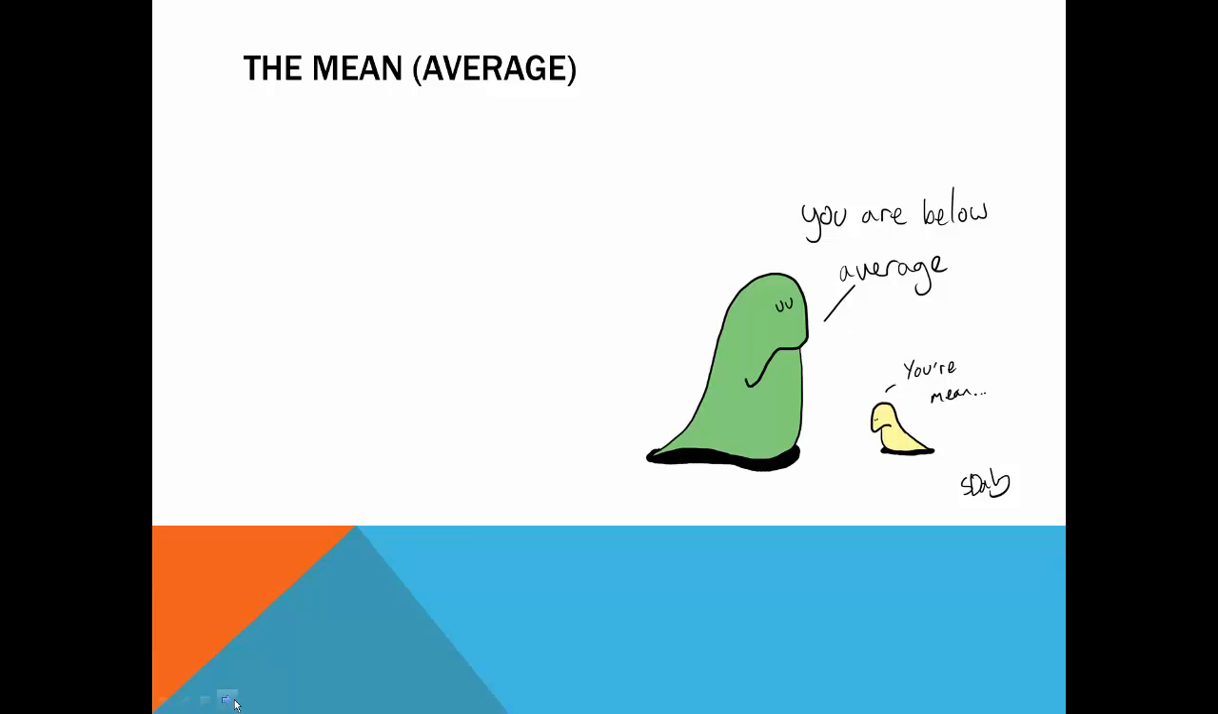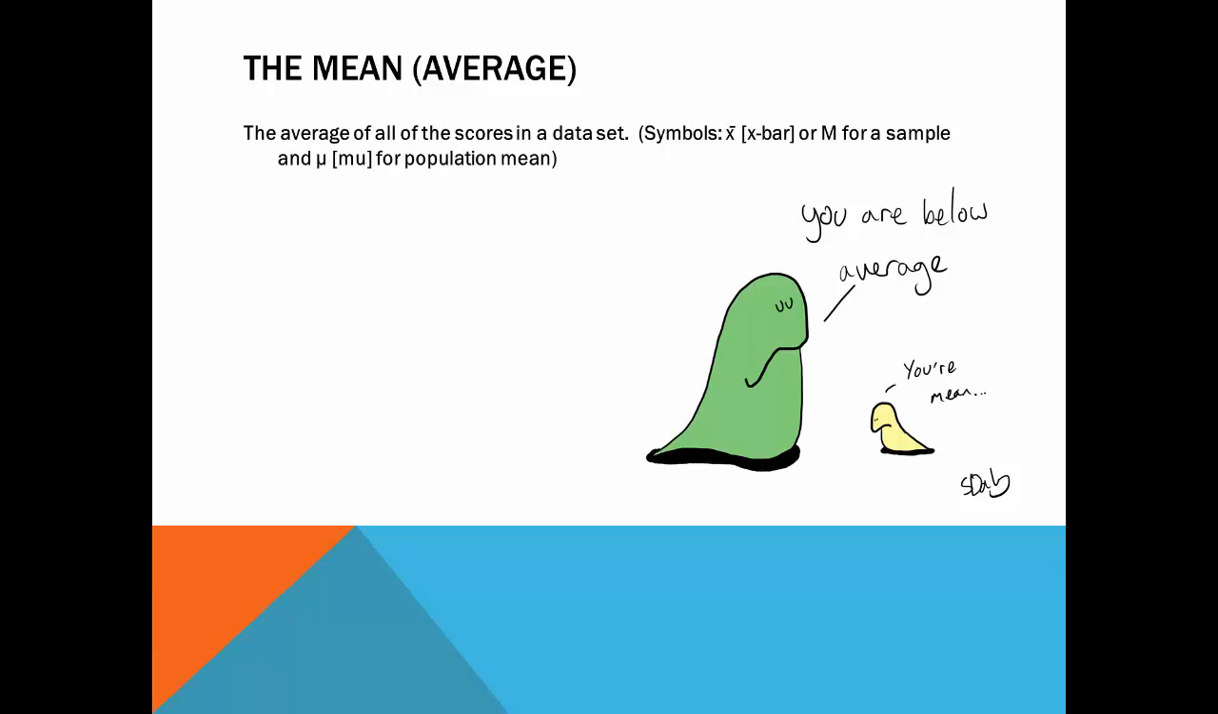First, we're going to discuss the mean, which is also called the average. This is something that you've probably done several times. It now just has a slightly different name. It's the average of all the scores in a data set. It can be symbolized by X bar, which is this right here, or M for a sample, and mu right here for a population. Now, mu looks kind of like a U with a tail in the front.